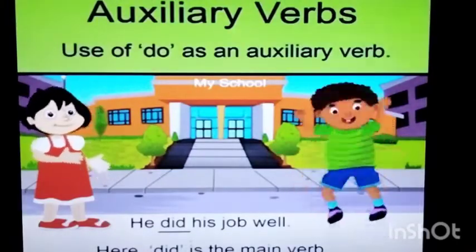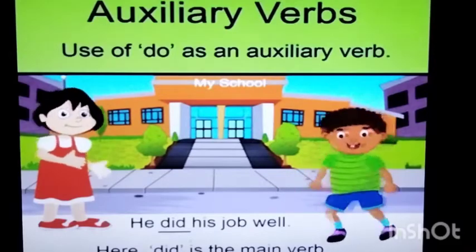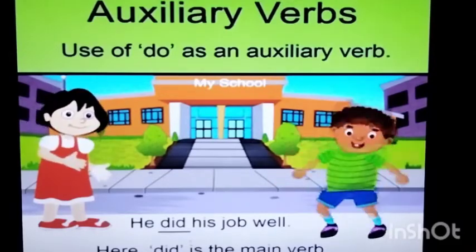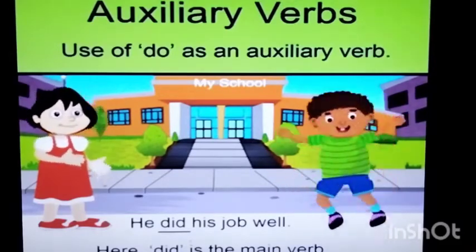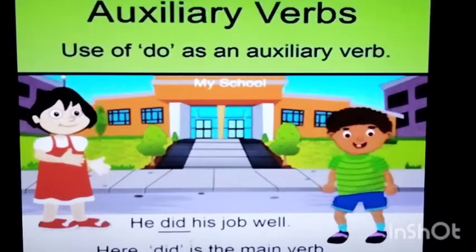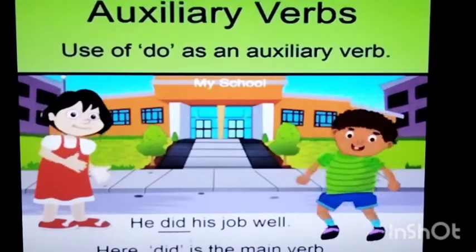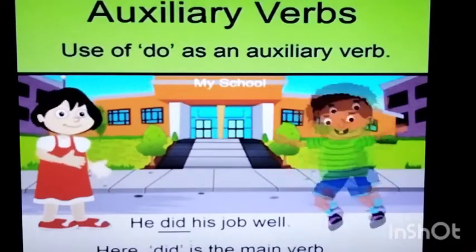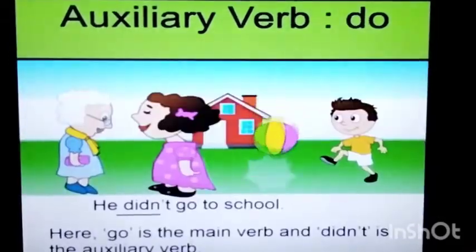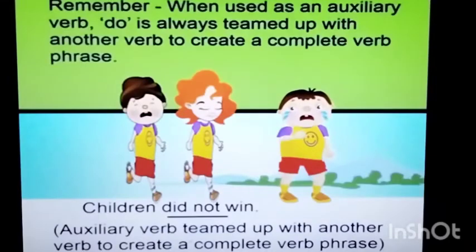Now, let us learn about another auxiliary verb, that is do. Did is a form of do. He did his job well. Here, did is used as the main verb as that is the only action verb in the sentence. He didn't go to school. Here, go is clearly the main verb, so didn't is used as an auxiliary verb. Children, did not win. Here, did not is the auxiliary verb and win is the main verb.